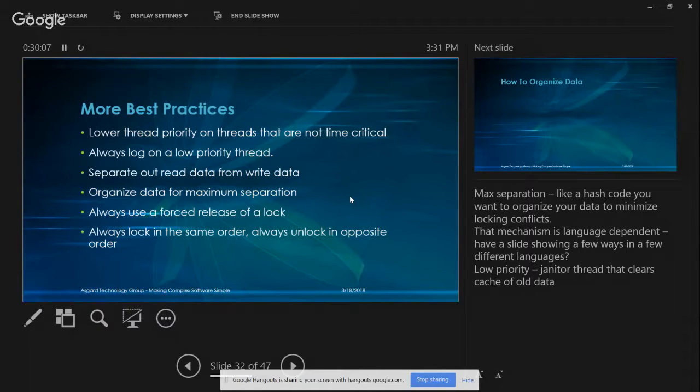This is important. If you have to lock more than one thing, always lock in the same order, always unlock in the opposite order. If you do this, you can prevent deadlock. So back to the framing example, if you have a rule that says you always grab the compressor first, then you won't have one guy grabbing the compressor and then one person grabbing the nail gun.